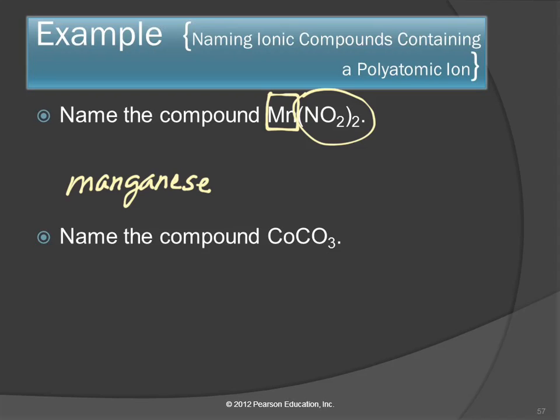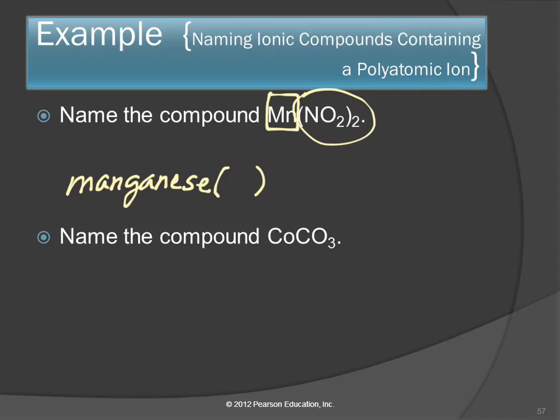No. So it needs a Roman numeral. So I'm going to put the parentheses there so I don't forget. And now we're going to look at what's left. The parentheses here with the 2 on the outside are saying we have 2 of this polyatomic ion. The parentheses are like shrink wrap.